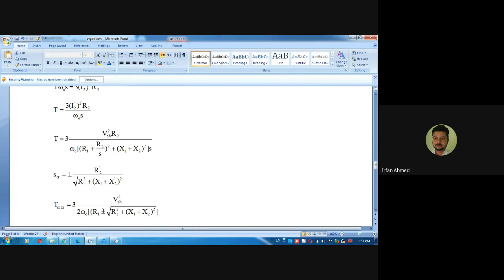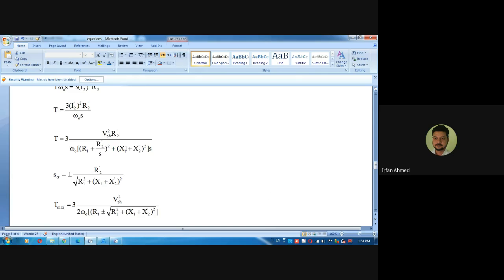Yes, sir. Plus sign for motoring, negative sign for generating. So for motoring, the denominator will be greater as compared to generating, so your maximum torque will be slightly lesser. Now the torque developed by the motor is proportional to the square of the voltage applied to it. So your induction motor is sensitive to fluctuations in the supply voltage. The supply voltage changes, the motor torque also changes.